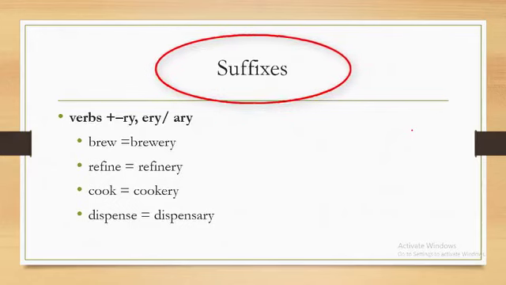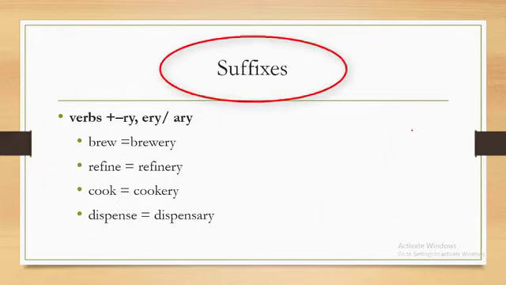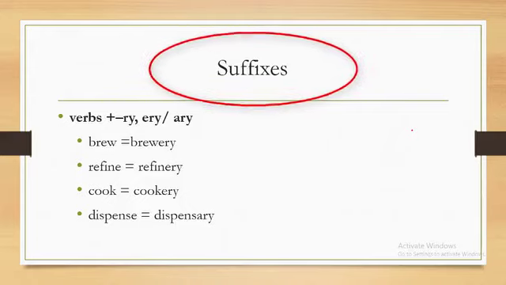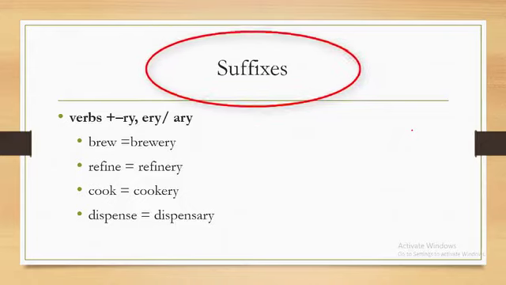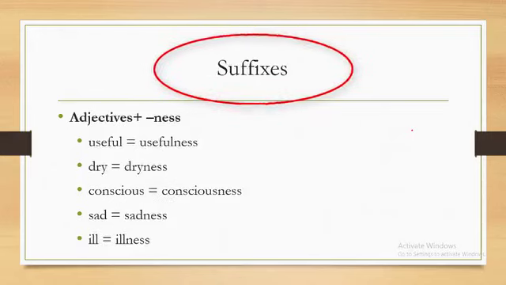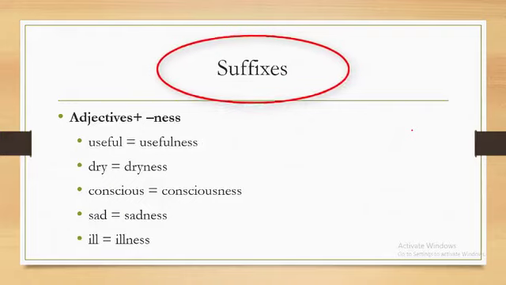We could also have verbs where we add RY or ERY or ARY. Brew plus ERY becomes brewery. Refine plus RY becomes refinery. Cook plus ERY becomes cookery. Dispense plus ARY becomes dispensary. Then we could have adjectives plus NESS.